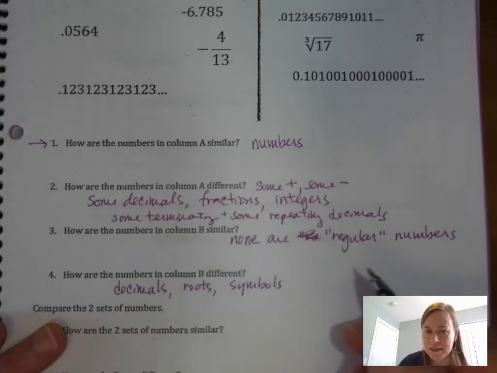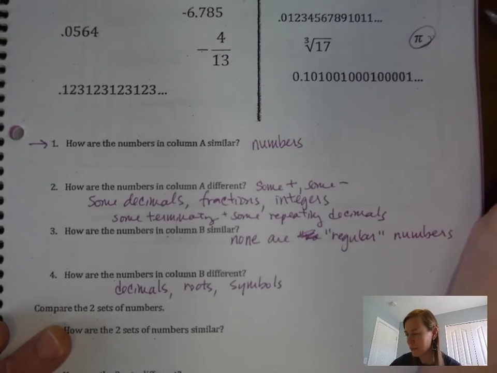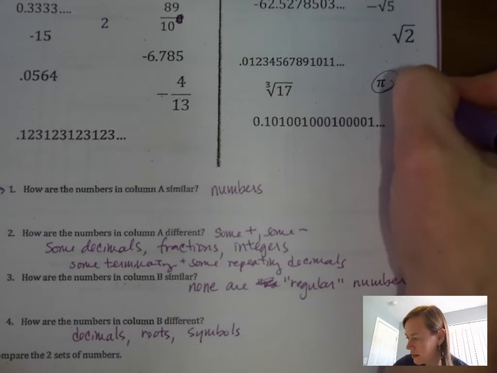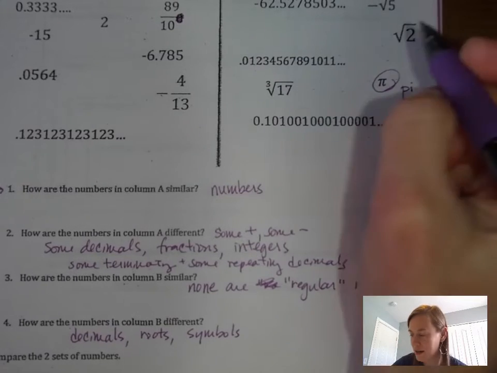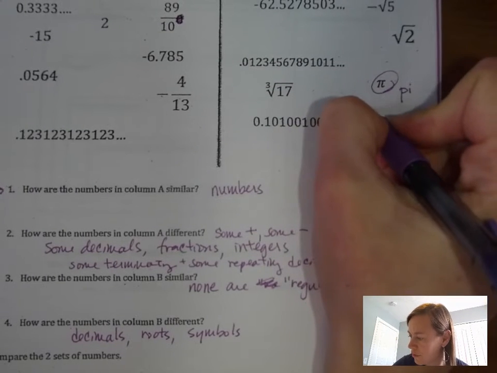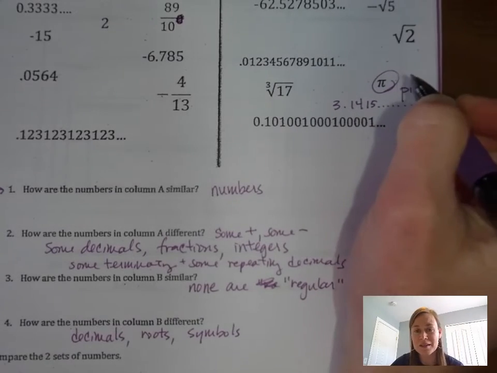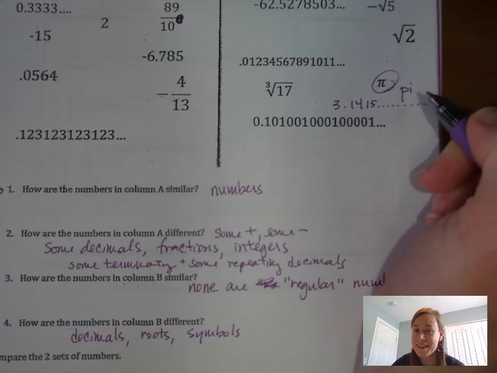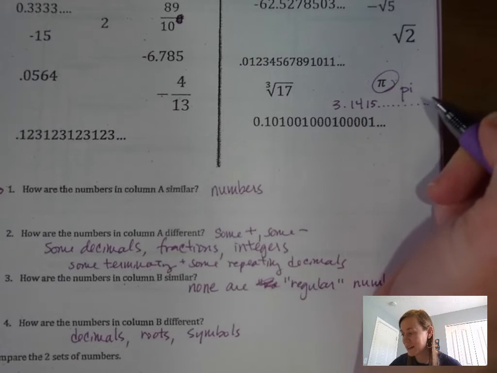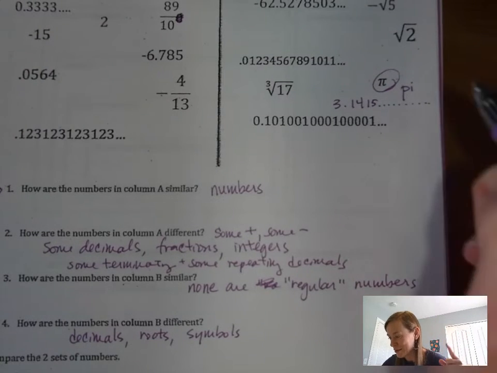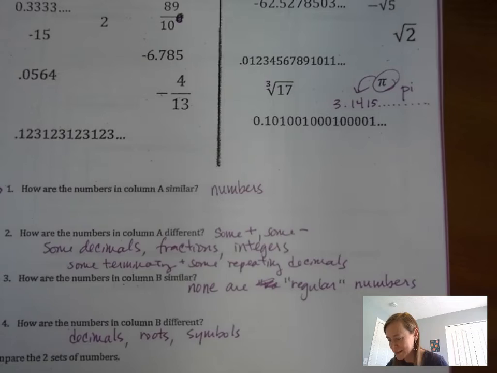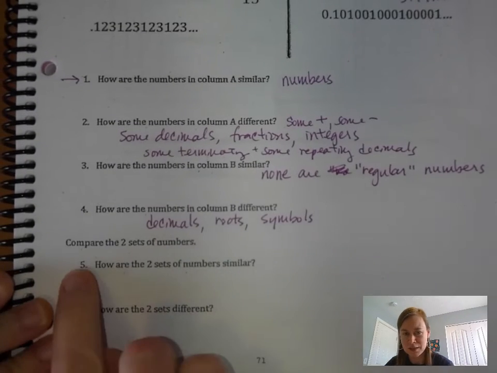By the way, let's talk about that symbol. This symbol has a special name, and if you don't already know it, it's called pi. And the number for it is 3.1415, and it goes on forever and ever. You could write 1 billion digits of pi and you still wouldn't be done because it is infinite. It never stops. So it's just one of those. That's what this is.